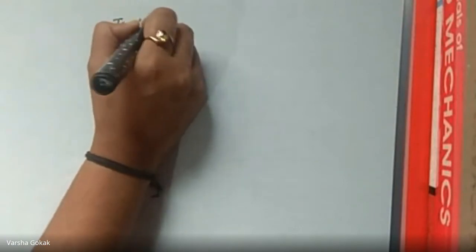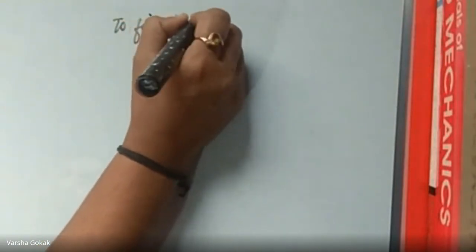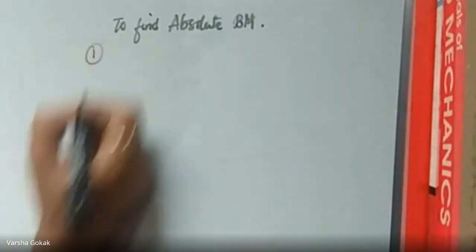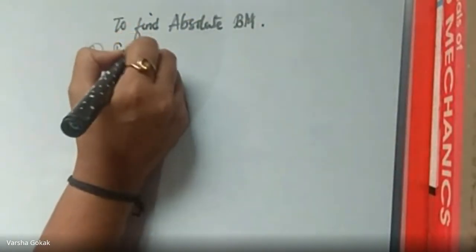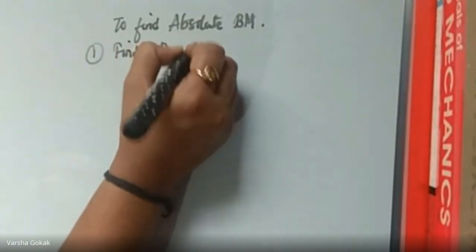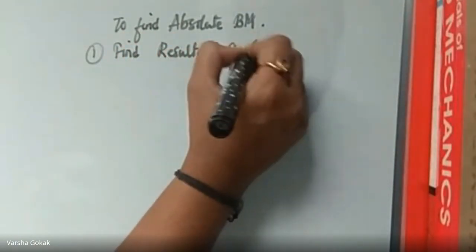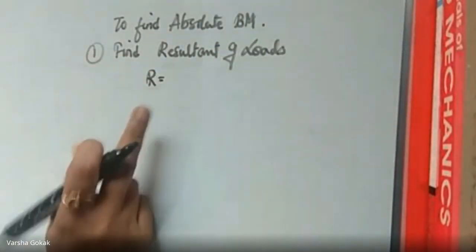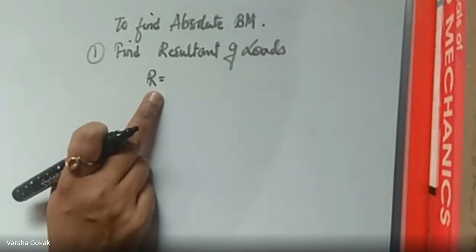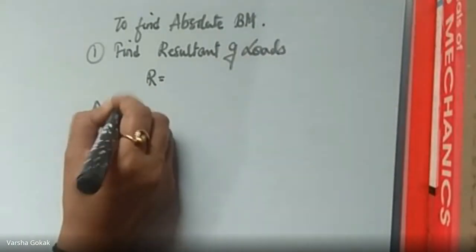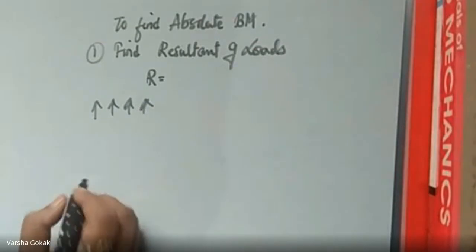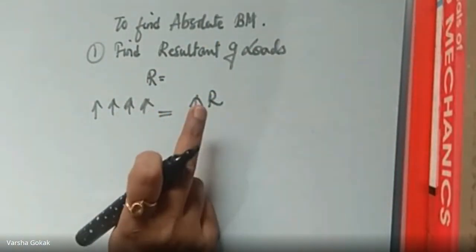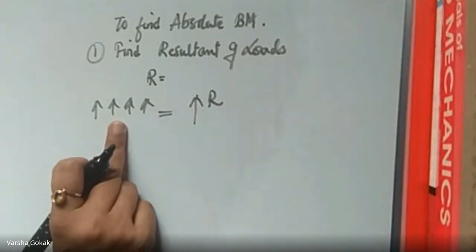Now to find the absolute bending moment, there is a procedure. First step is find the resultant of the loads. How do I get the resultant? Now, what is a resultant? Resultant means if there are 4 forces and they have some value, I will find one force R, whose name is resultant, which will have the same effect of these 4 forces.